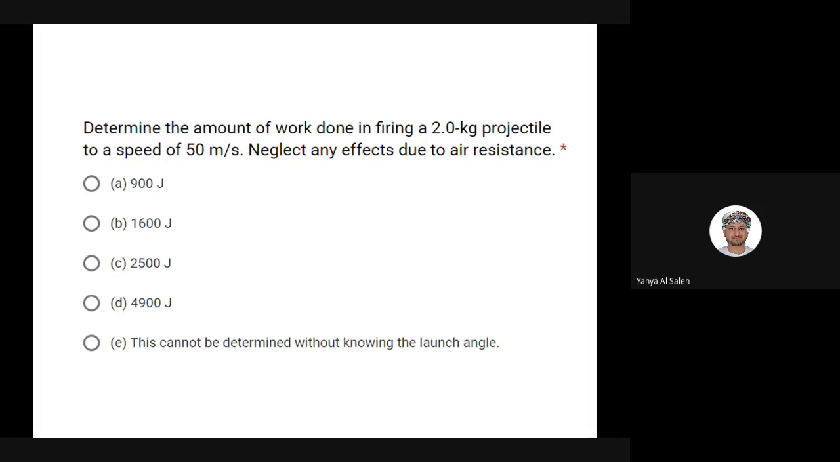Let's try this question. Determine the amount of work done in firing a 2-kilogram projectile to a speed of 50 meters per second. Neglect any effects due to air resistance. So 2 kilograms, you're firing a projectile, so initial velocity is 0 and final velocity is 50 meters per second. We don't know what the launch angle is. Can we know the amount of work done? I'll give you a couple of minutes, try it out.